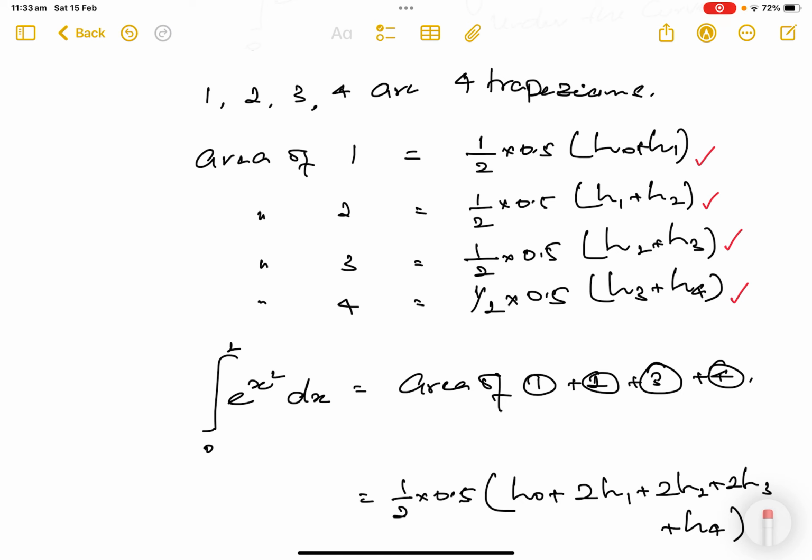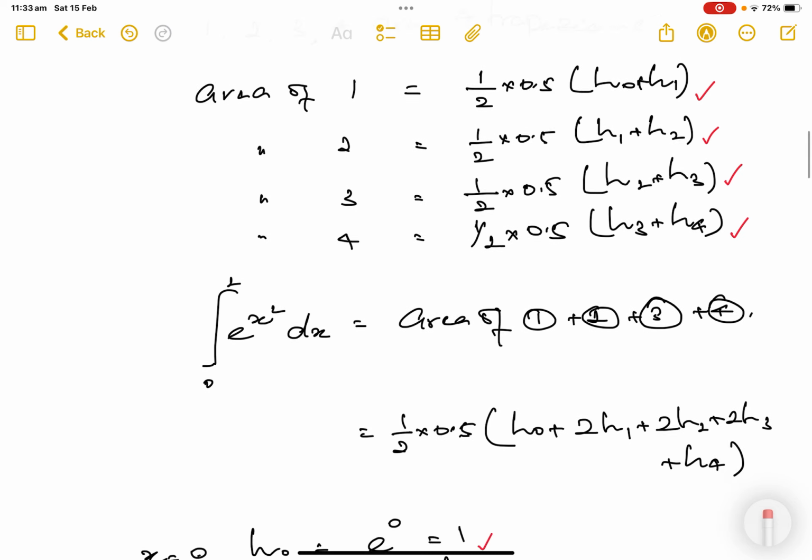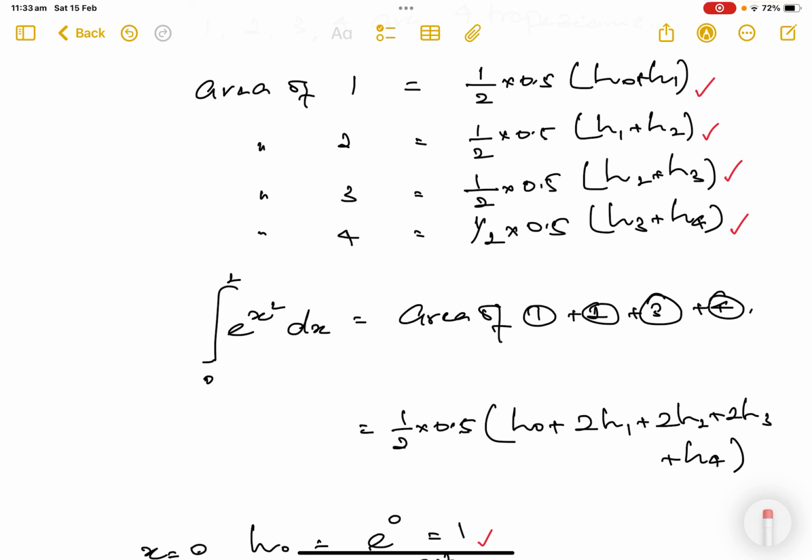Area 1 is half times 0.5 times H0 plus H1, and those are the parallel sides. Then number 2 is half times 0.5 times H1 plus H2. Number 3, half times 0.5 times H2 plus H3. Number 4, half times 0.5 times H3 plus H4. It's a simple trapezium area: half times the addition of the parallel sides, times the perpendicular distance.